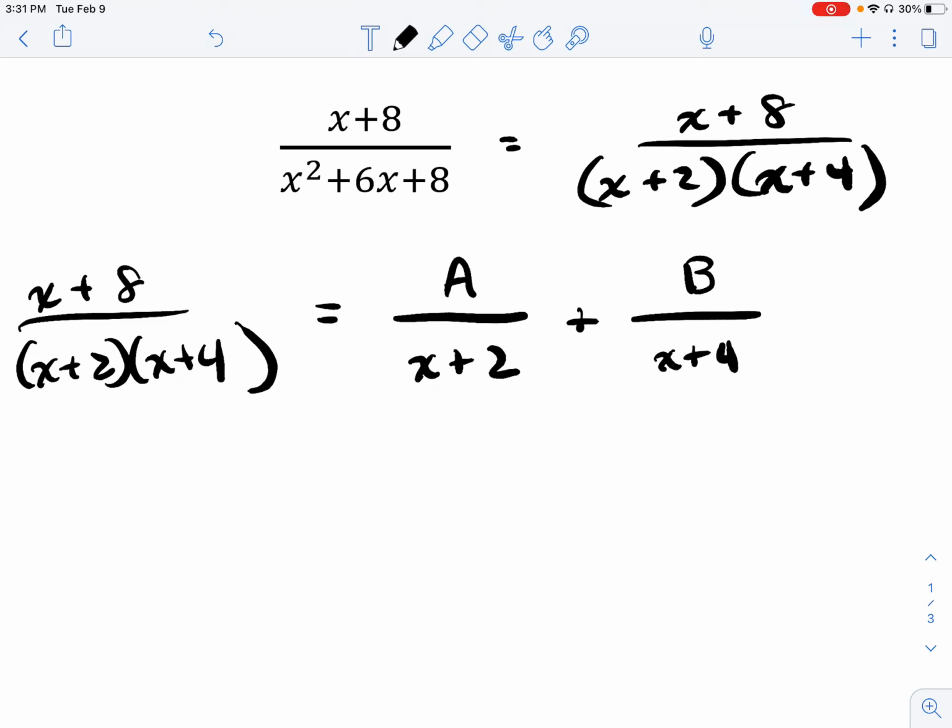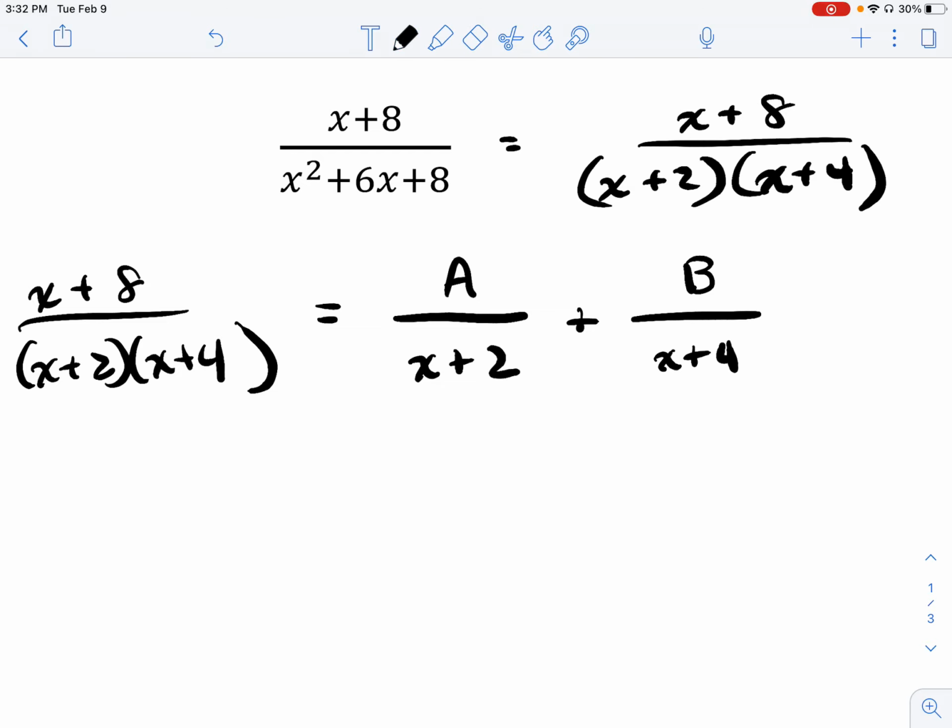Now, we'll talk about this more later, but if this denominator turns out to be a quadratic factor that can't be factored any further, then we're going to need to make sure that the numerator is 1 degree less, that it's a linear factor. But let's not get too ahead of ourselves here.